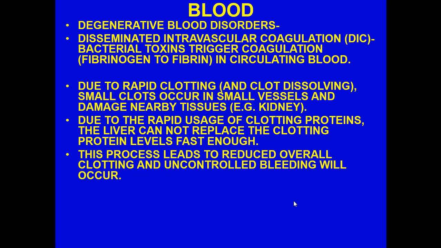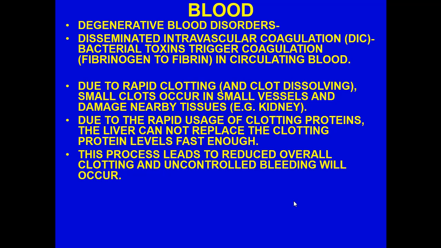DIC, you need to get very familiarized with this. It's called disseminated intravascular coagulation. Bacterial toxins trigger coagulation, so conversion from fibrinogen to fibrin, in circulating blood. Now here's the problem. Due to rapid clotting and clot dissolving, small clots occur in small vessels and damage nearby tissues. You get basically anoxia because of no blood flowing into the organs.